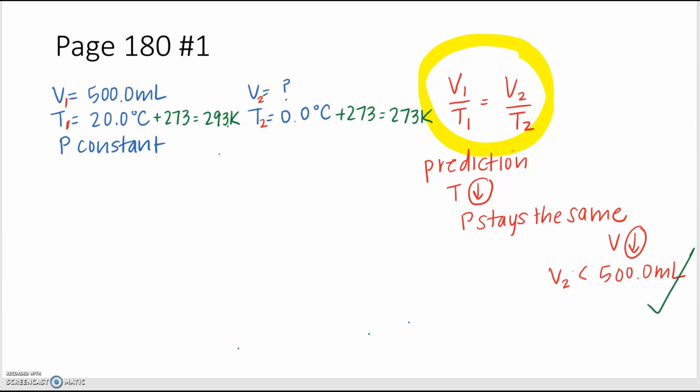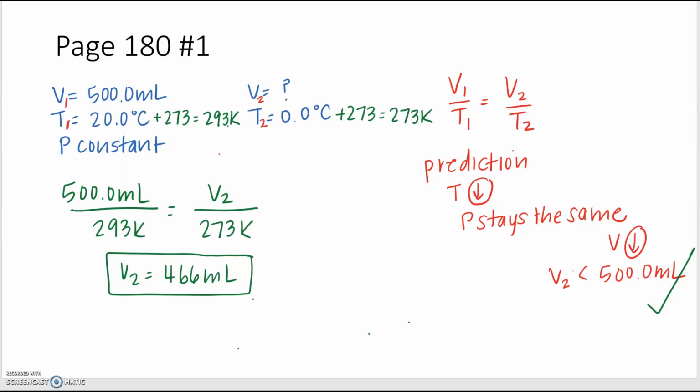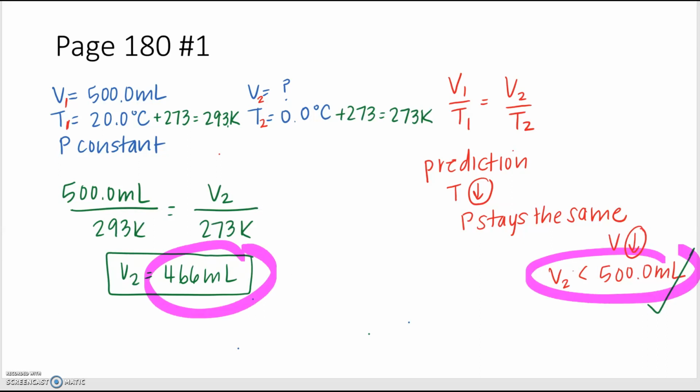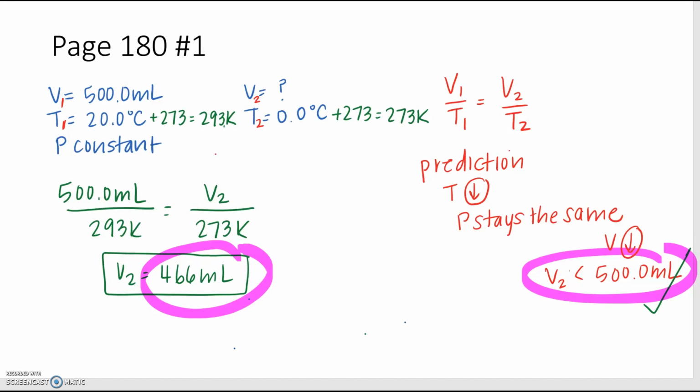There's your formula. There's your substitution. And there's your answer. And 466 milliliters is less than 500, so my prediction is correct.